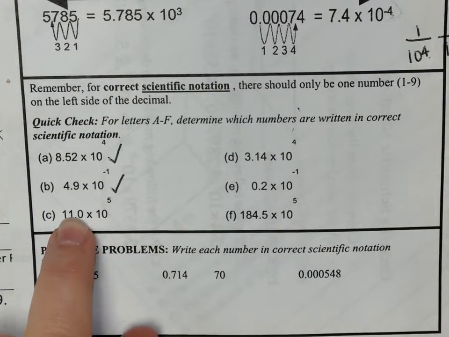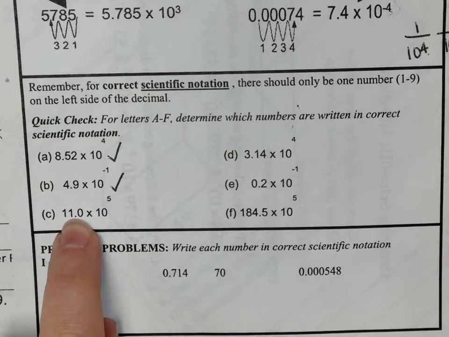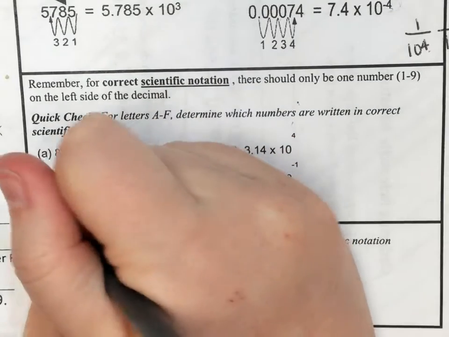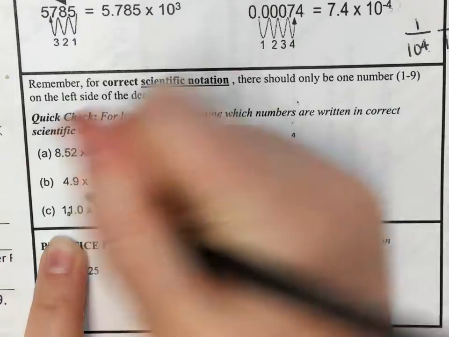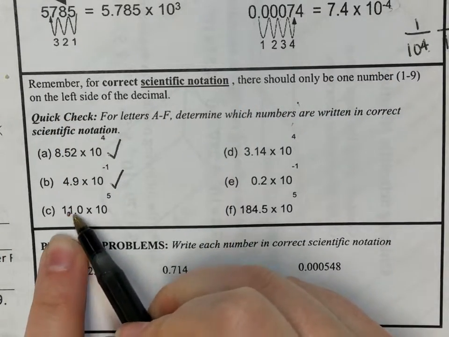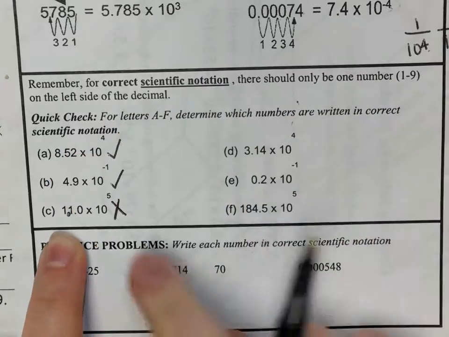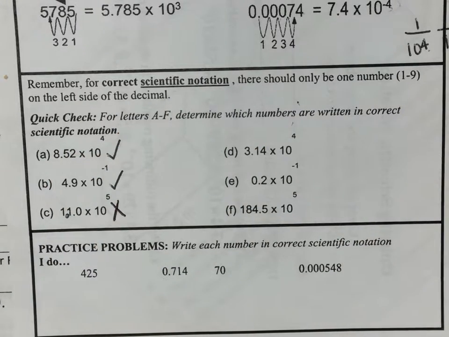Okay, 11.0. Is our decimal in the right spot? No. Where should it be? It should be in between these ones here. So our decimal is not in the right spot, so this one is not correct scientific notation, so I'm just going to put an X so I know that one's not right.